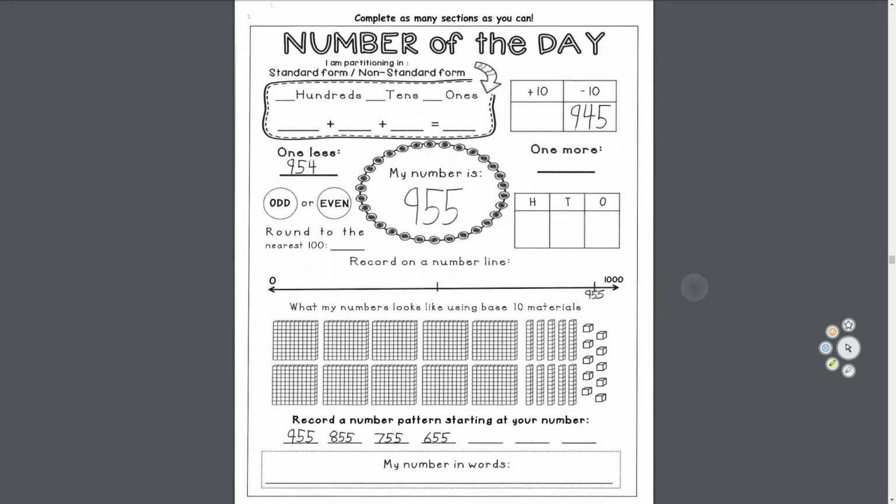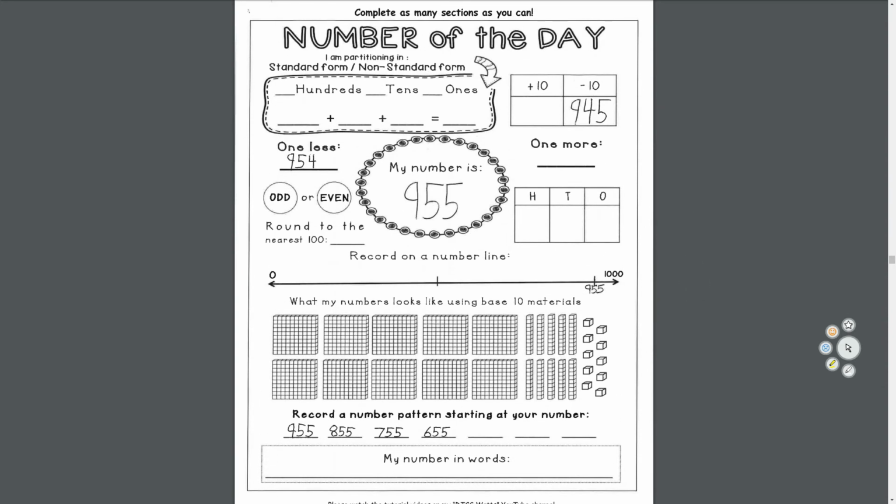Number of the day, triple digit. My number is 955. Everything on the page is about 955. Okay, let's use blue. Let's start at the top, right here. So how many hundreds do we have in the hundreds place? We've got ones, tens, hundreds. We have 9 hundreds. And 9 hundreds, does it just mean 9?